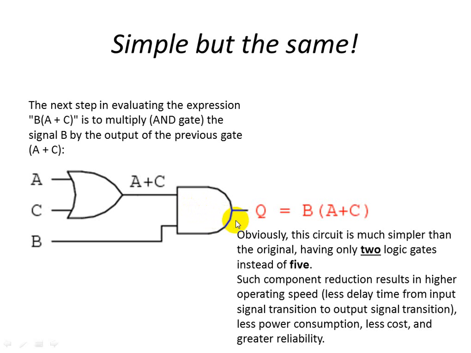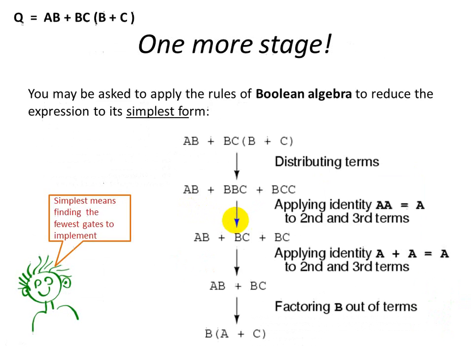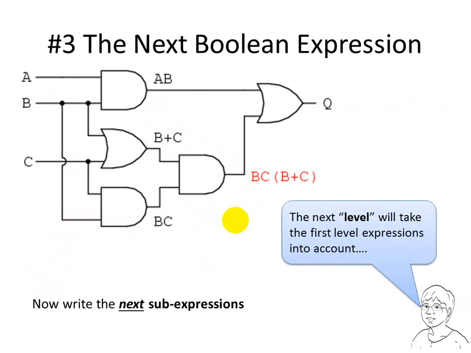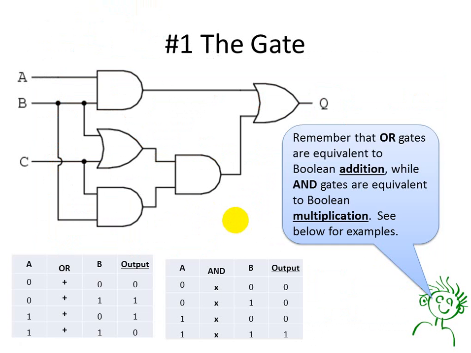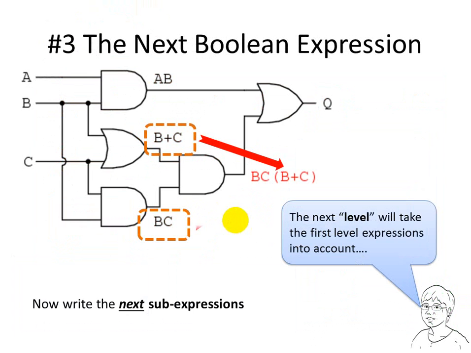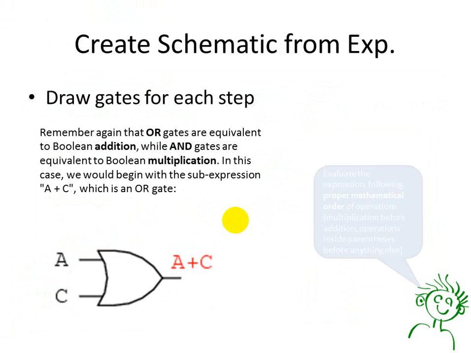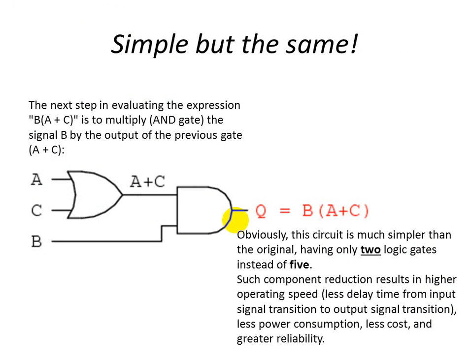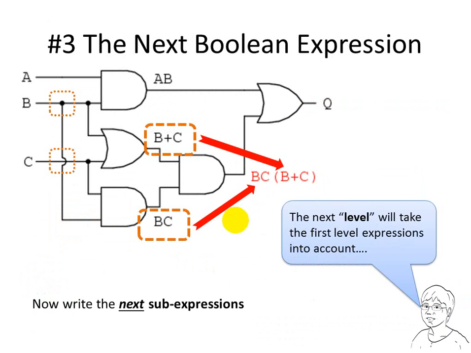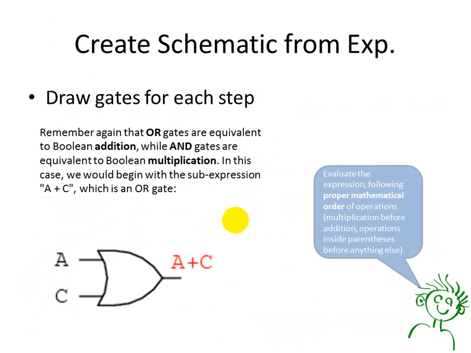Alright, so you might be asked to go full circle. And what I mean by full circle, we were given, let's just go right up to the very beginning. We were given the gate, we turned it into an expression, we simplified the expression, and then we drew another gate for it. So this gate is actually equivalent to that. It's quite amazing.